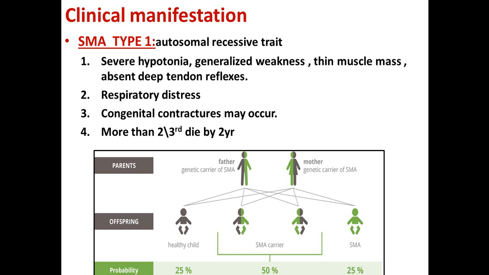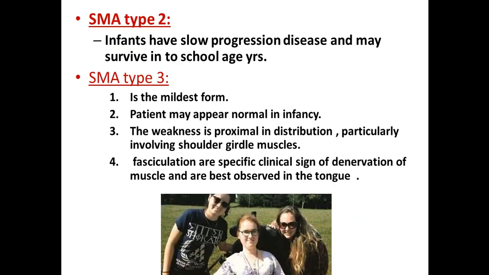More than two thirds of patients die by 2 years. While SMA type 2 has a slower progression and patients may survive into school age. Type 3 is the mildest form. The patient appears normal in infancy, but the weakness starts, as we said, proximal in distribution and involving the shoulder girdle muscles. Fasciculation is a specific finding due to denervation of the muscle, and it is observed better in the tongue.